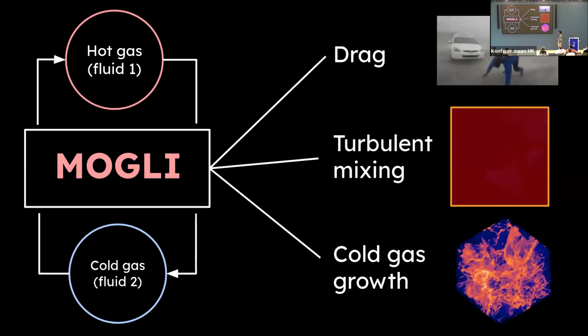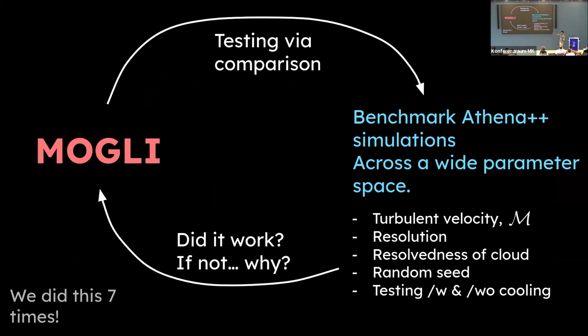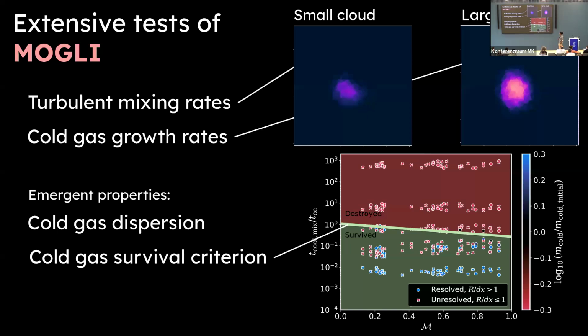So we include all of them, and we test them against these benchmark Athena++ simulations across a very wide parameter space. We have different turbulent velocities, we have different resolutions, whether the cold gas cloud is resolved or not, and with and without cooling. And we repeat this until we get a model which is as physical as we can get it to be, and with as few tunable parameters as we can. And we managed to get that.